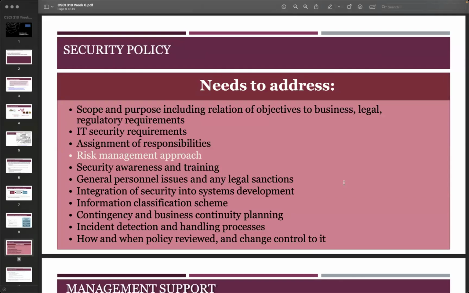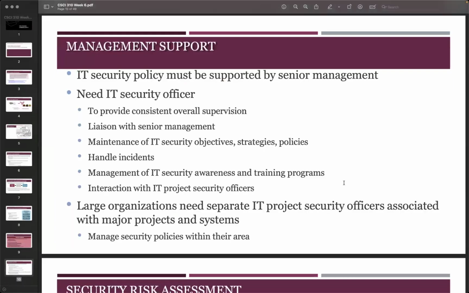And for the security policy, we need to address the scope and the purpose, including everything related to the business objectives, legal or regulatory requirements, or IT security requirements. That itself is more about the company's or organization's operation. And second, we need to think in a technical way: how can we do that? Also responsibilities, and the one we highlight is the risk management approach, the possible approaches, and security awareness training. So all this you can look at, you're able to see. Just need to know.